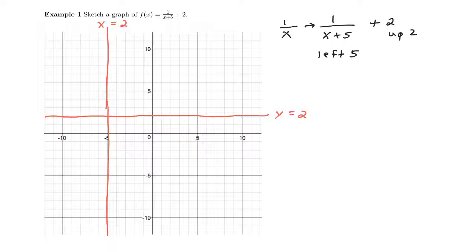So the graph drops down like this, and then approaches from the other side. The idea is it gets really, really close to both of these asymptotes on both sides of the graph. And that is it. This is a basic sketch of the graph of 1 divided by x plus 5, plus 2.